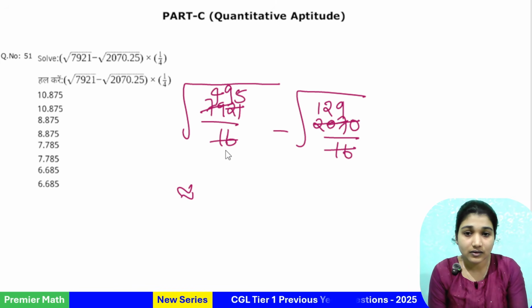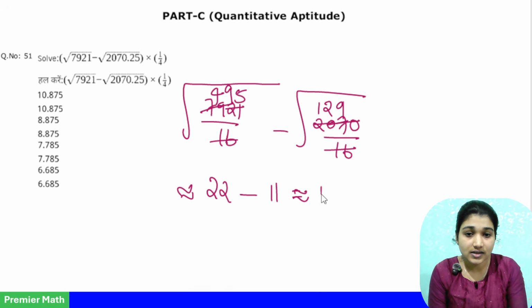Now this is roughly around root 484 is 22 and root 121 is 11. So you can take it as around 11. Option 1 is your answer.